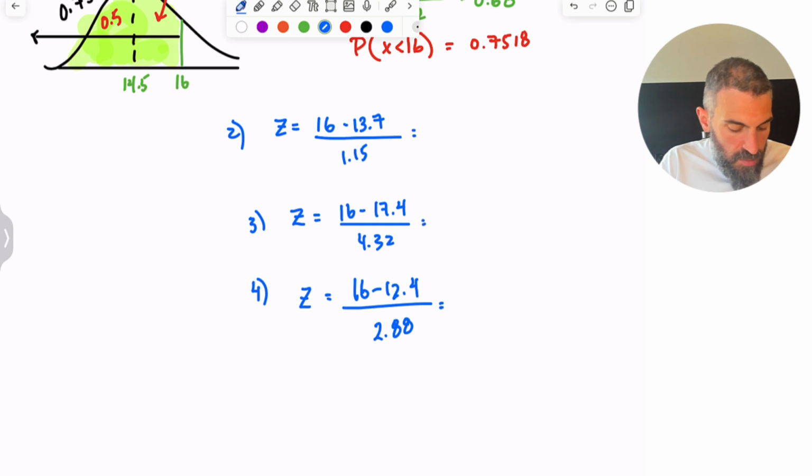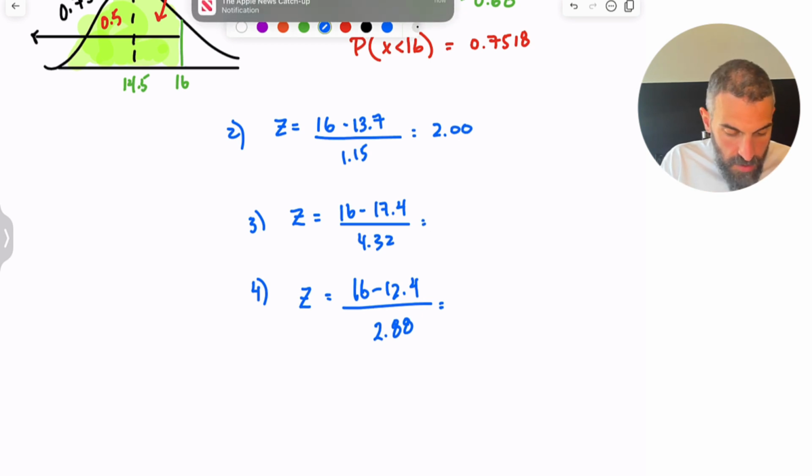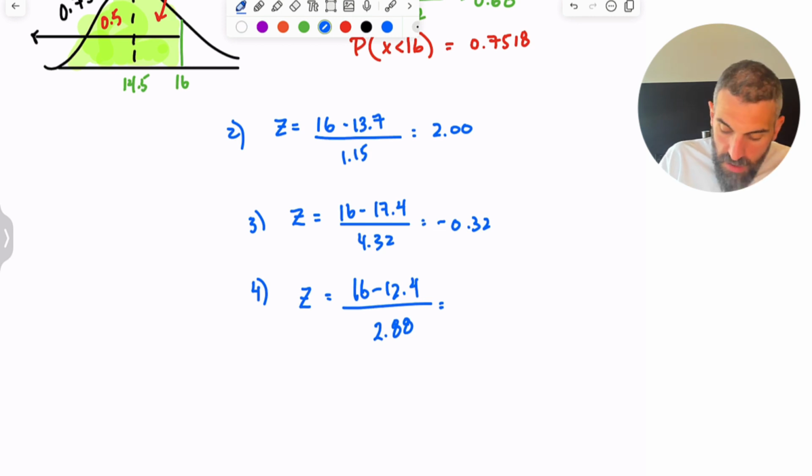So (16 minus 13.7) divided by 1.15 is exactly 2. (16 minus 17.4) divided by 4.32 is negative 0.32. So that one's special, right? You get a negative z-score. (16 minus 12.4) divided by 2.88 is 1.25. And now we're going to go look these up.